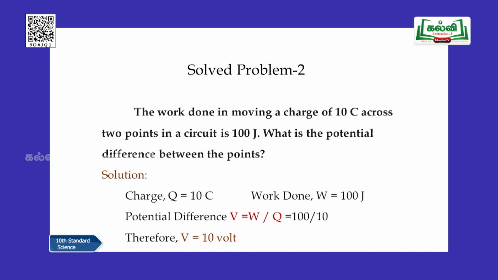The next step is to substitute the values. That means W is equal to 100 joule and Q is equal to 10 coulomb. So, 100 by 10. So, the answer for the potential difference V is equal to 10 volts. Can you follow? Shall we go to the next topic?